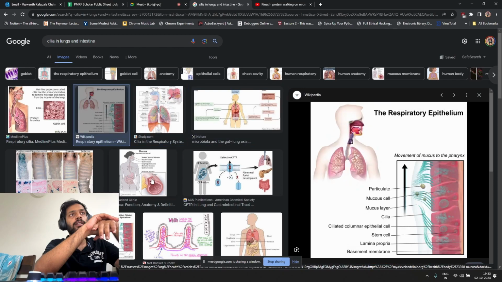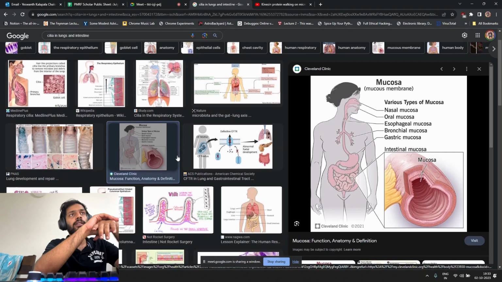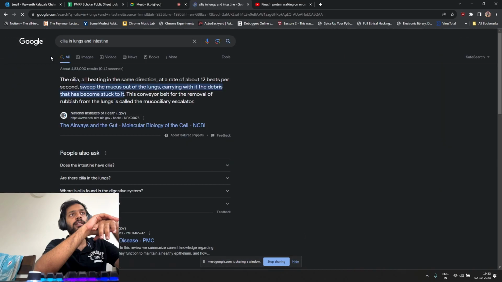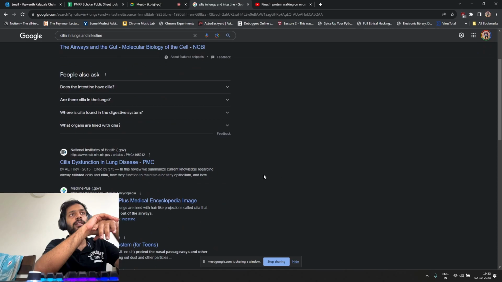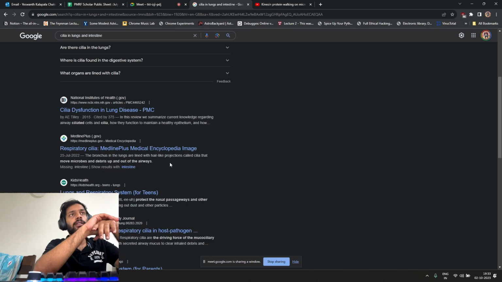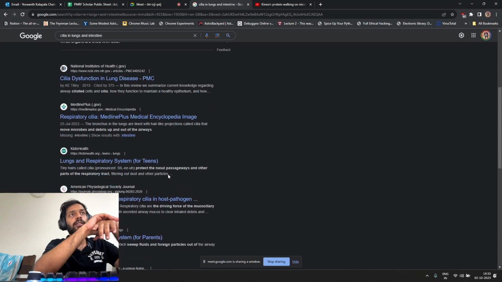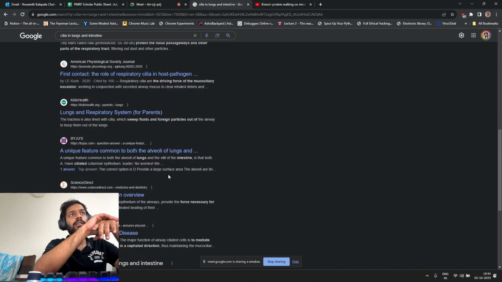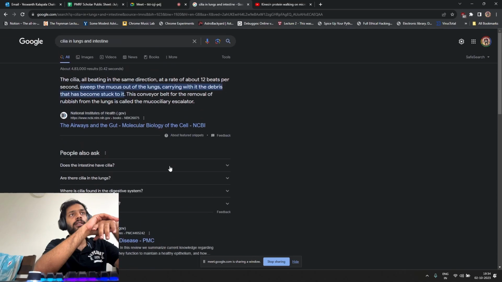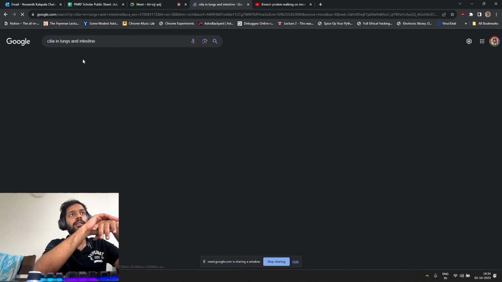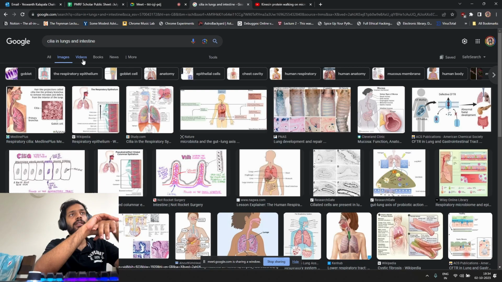Yeah, I'm trying to find if there's any difference between the cilia in lungs and intestine, but right now I cannot. It does not seem like people have reported much on it. But essentially both of them are the same, just because they're present in different environments, they serve different functions.